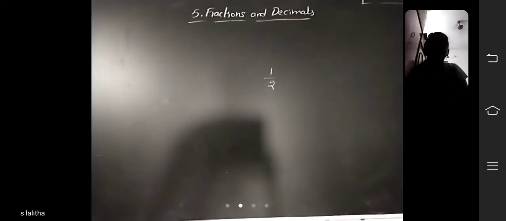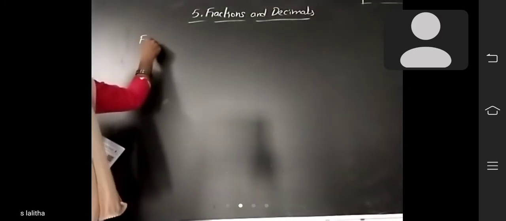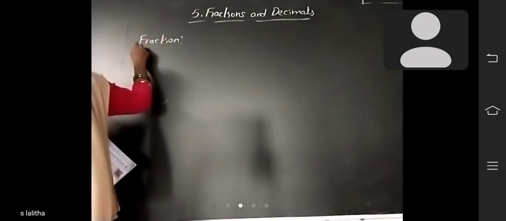Now take your CW notebook, put the heading fractions and decimals, children. Put the side heading, fraction. Keep today's date also.